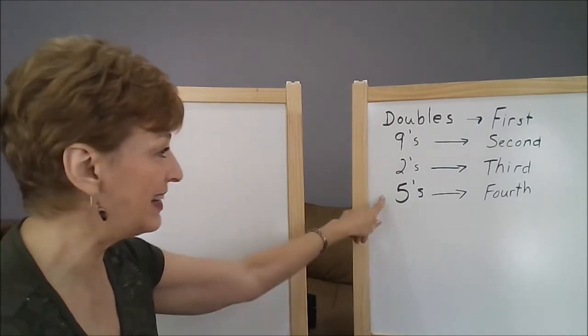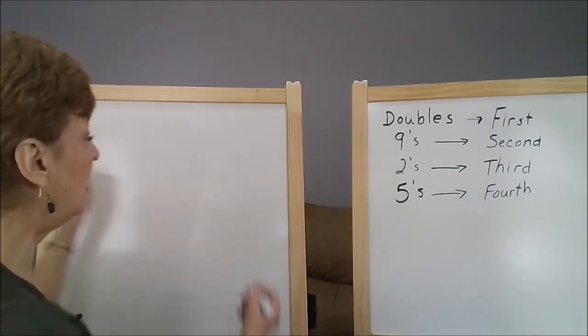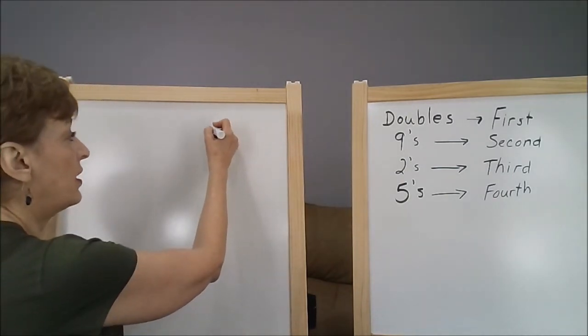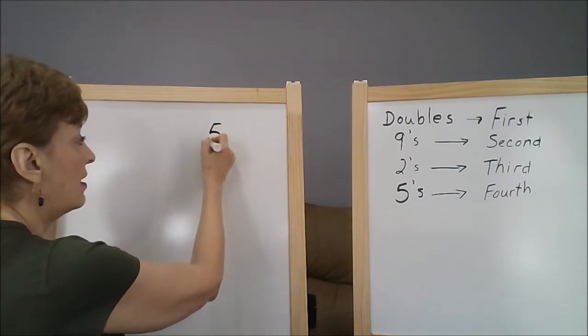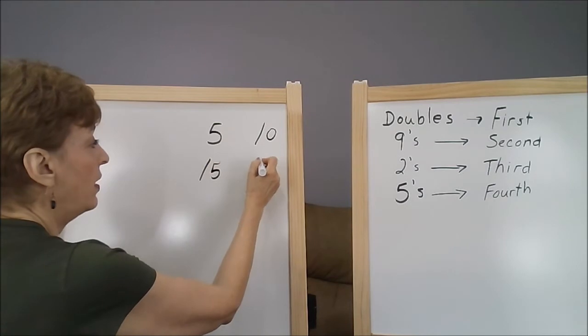So with that said, let's go with the 5's. And I write those down a little differently. I do them vertically for 5's. So it looks like this: 5, 10, 15, 20.